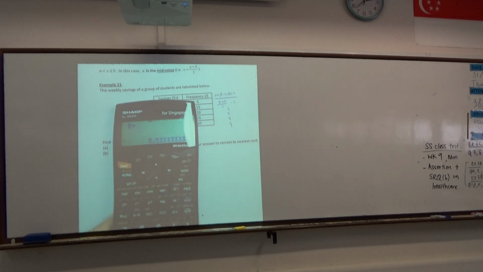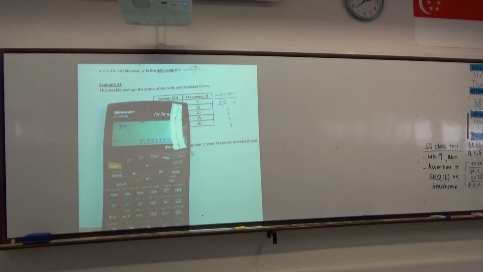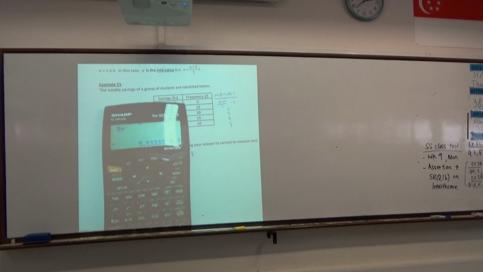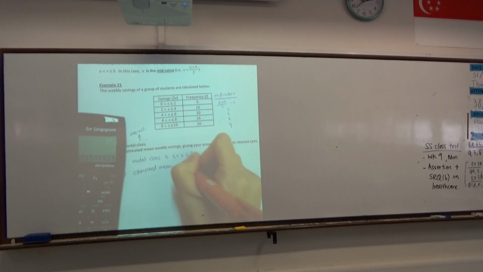Okay, I hope that you'll be able to get 5.53 recurring. But since in this case, the question also asks to round off to the nearest cent and it is money. Okay, so we will put $5.53 nearest cent.